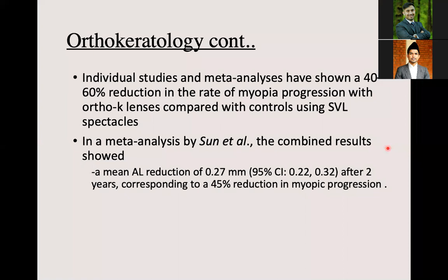Now, let's talk about some research which has been done. Individual studies and meta-analyses have shown a 40 to 60% reduction in the rate of myopia progression with ortho-K lenses. That means 40 to 60% can be reduced by use of ortho-K lenses.